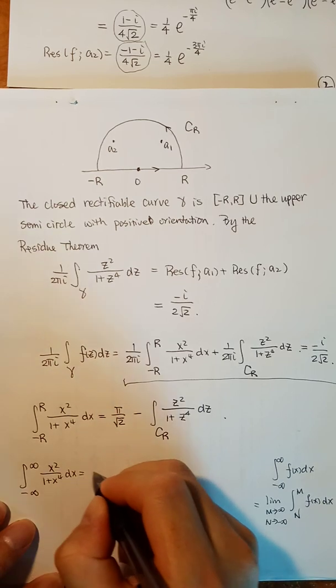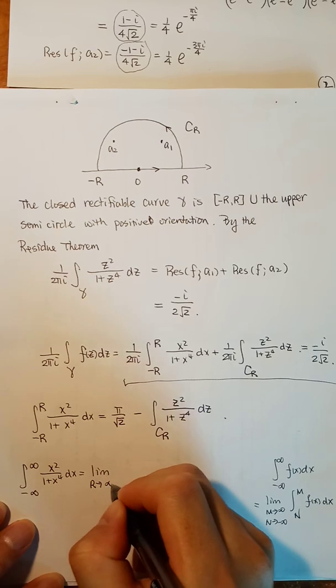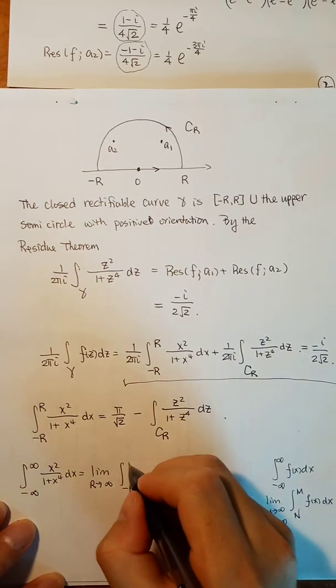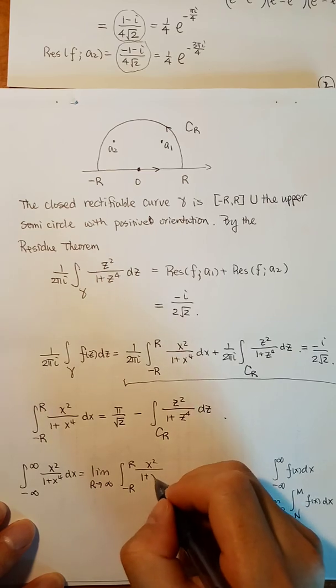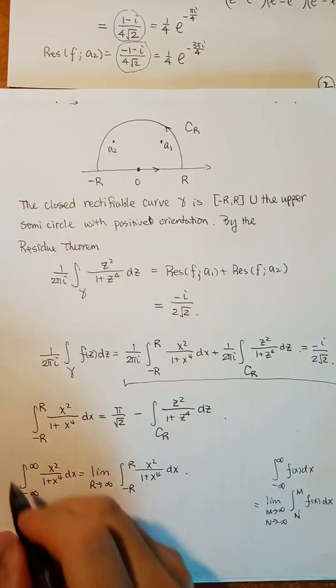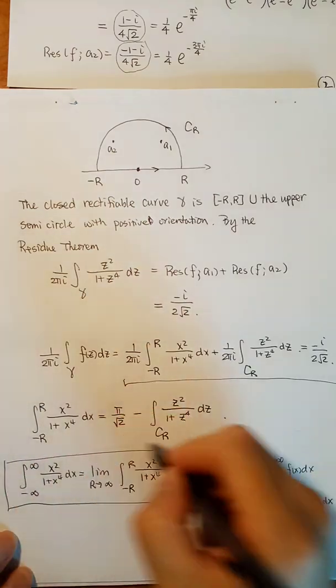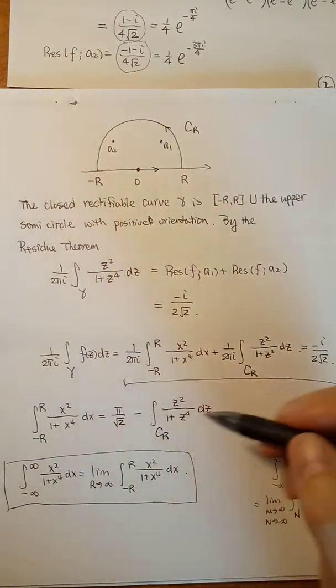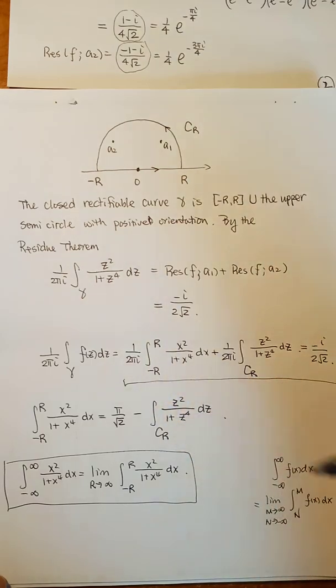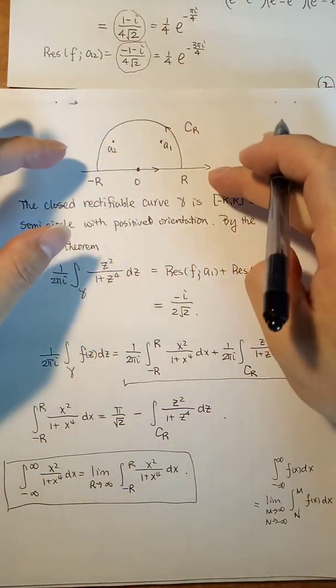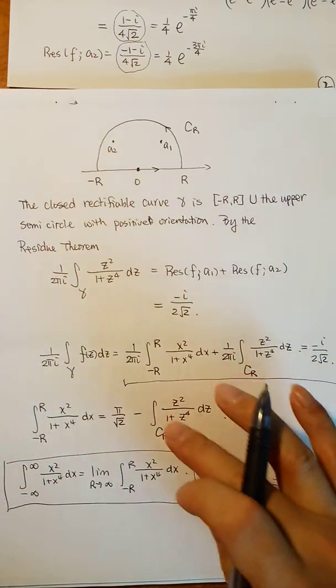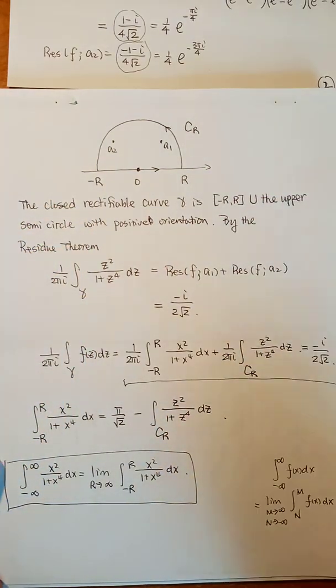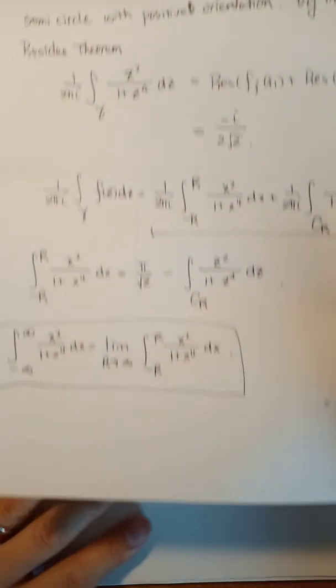The evaluation of the improper integral. Okay, so we are going to compute the limit behavior along this. This is already constant, so we are going to study the limit of this integral. When we expand this semicircle, what happens to this integral? Okay, so let's continue.